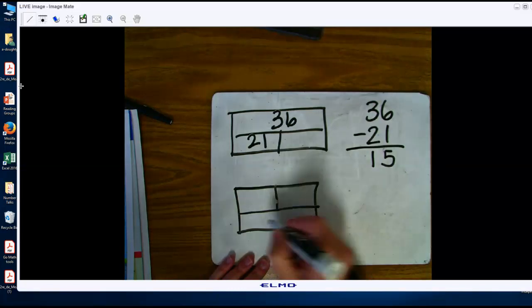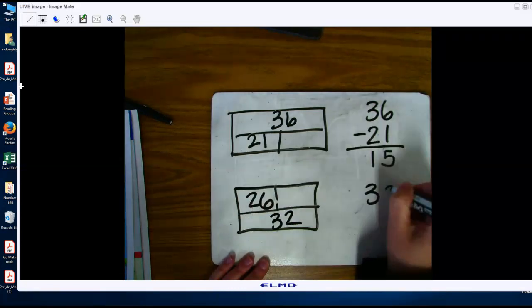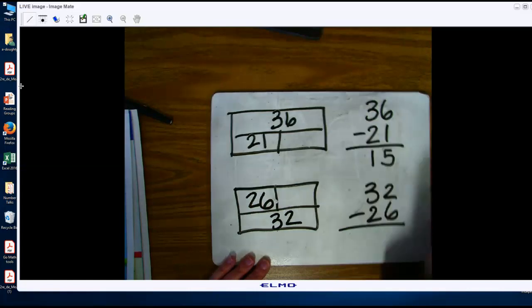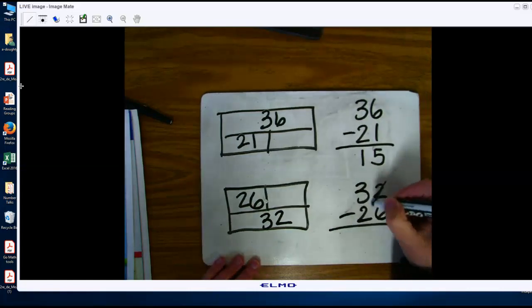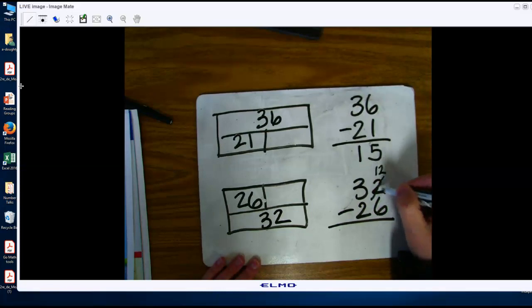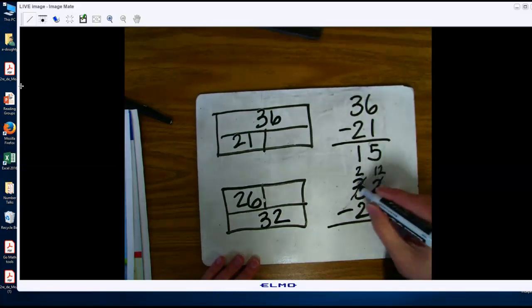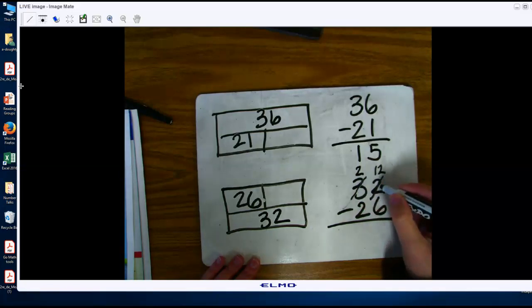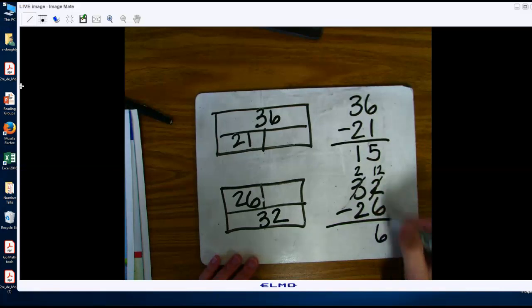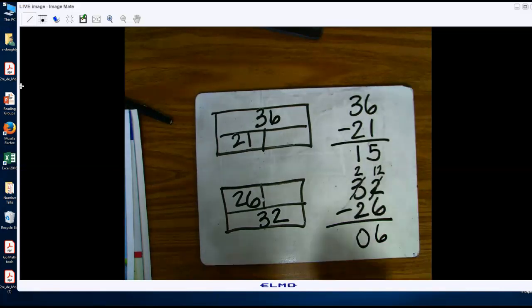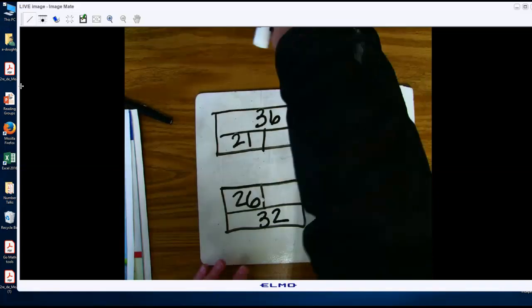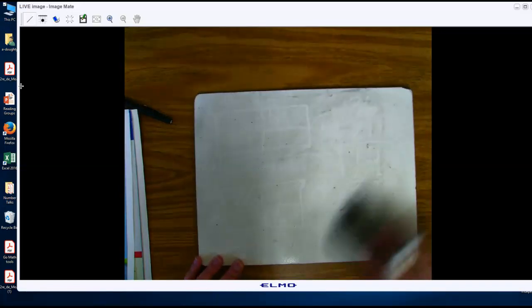If my part here is 32 minus 26, then yes, I would need to regroup. I'm going to have to change that to a 12. 10 plus 2 is 12, and the 3 to a 2, because I took away a 10 and added it to my ones to make that 12. 12 take away 6 is 6. 2 take away 2 is 0. My answer is 6. So we're going to do that today in our math work.